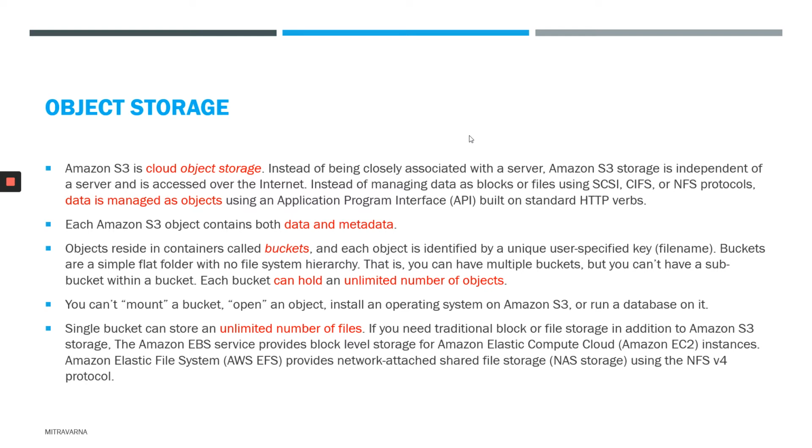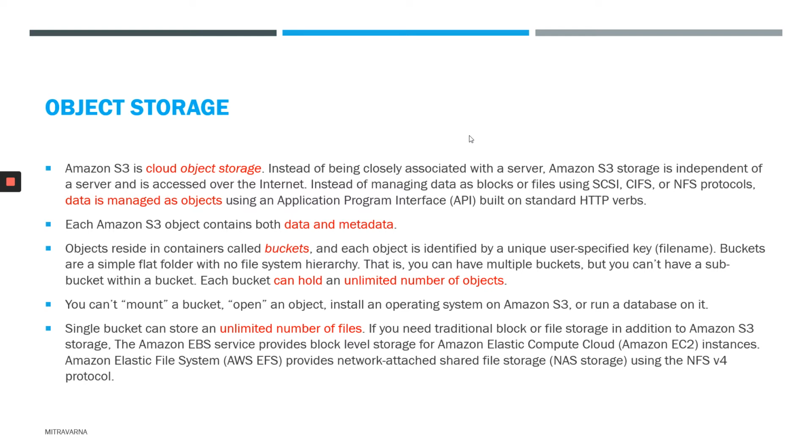So objects reside in containers. Data is nothing but the file itself, and the metadata is information about that file, like what time it was created, the last modified date, when it was modified, and who modified it. All that information will be available in the metadata, like what the file size is, whereas data is what you are actually storing. So objects reside in containers called buckets, and each object is identified by a unique user-specified key. Just imagine that as a file name.